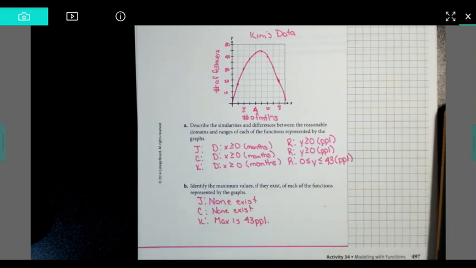Go ahead and get this copied down. There is a slight debriefing question.